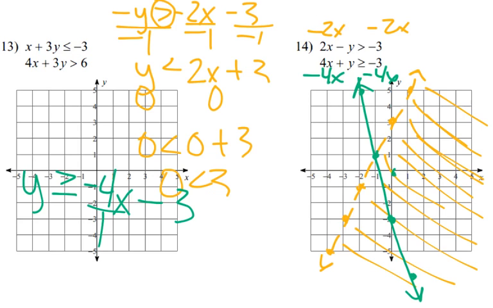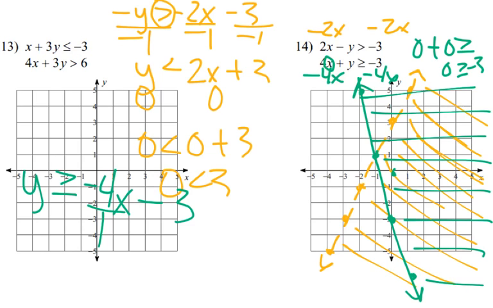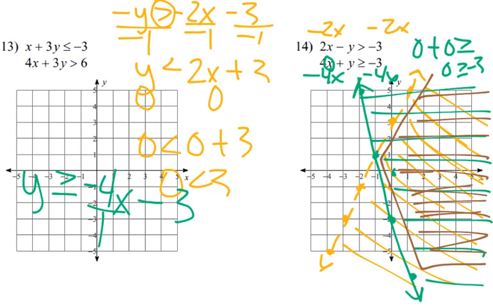Pick our test point 0, 0. 4 times 0 is 0. Y is 0. Is 0 greater than or equal to negative 3? It is, so we shade that side. So where do they overlap? Right here. That's our answer. And that's how we graph a system of inequalities. Graph each inequality, find where they intersect.